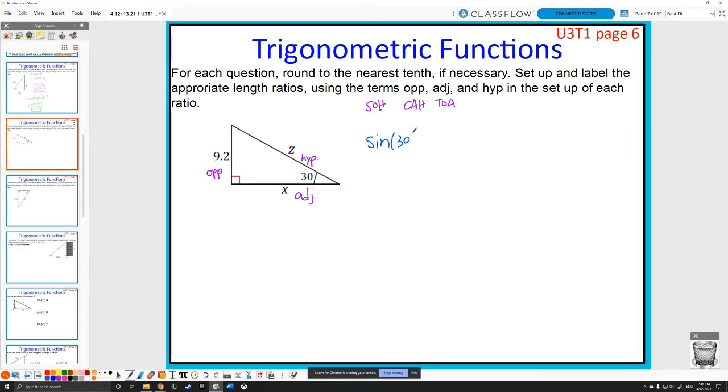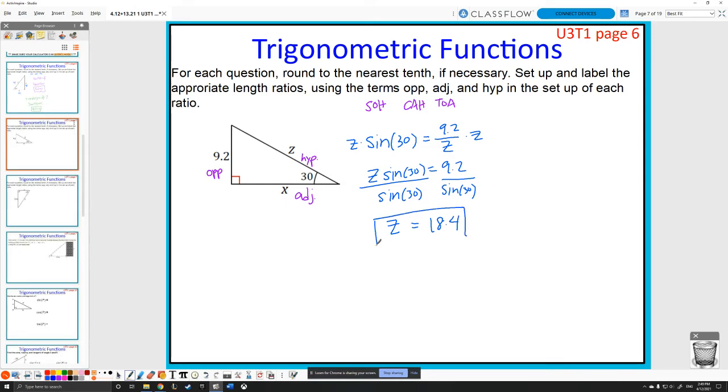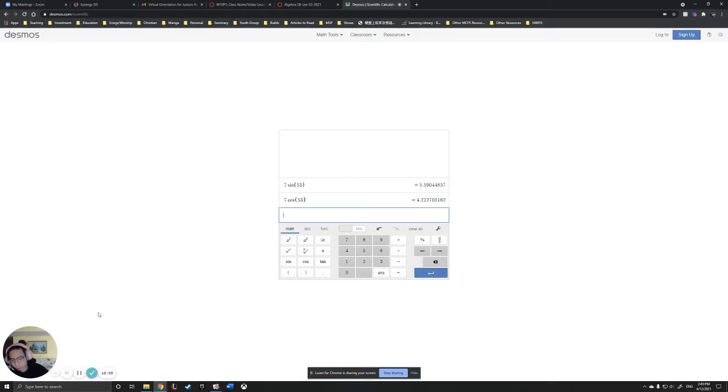use. So sine of 30 is equal to 9.2 over z. Multiply by my variable to get rid of it, or to put in the numerator rather. Z sine of 30 equals 9.2. Divide by sine of 30. Z then is equal to 18.4. Okay, 9.2 divided by sine of 30, 18.4.